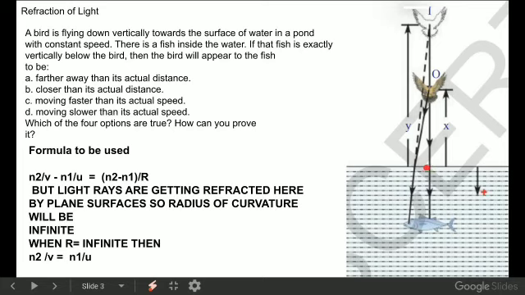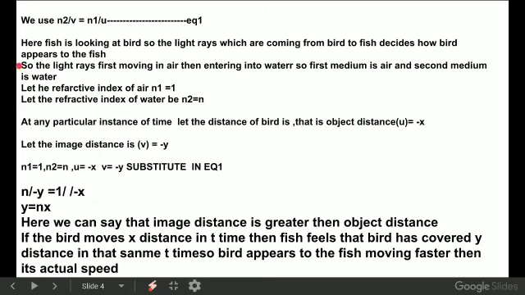Light rays are moving from bird to fish, but we measure object distance in the opposite direction: optic center to bird in the opposite direction, optic center to image in the opposite direction. So we should take this object distance x and image distance y, both negative. Next, we use the n2 by v equals n1 by u formula. Just now I told you.